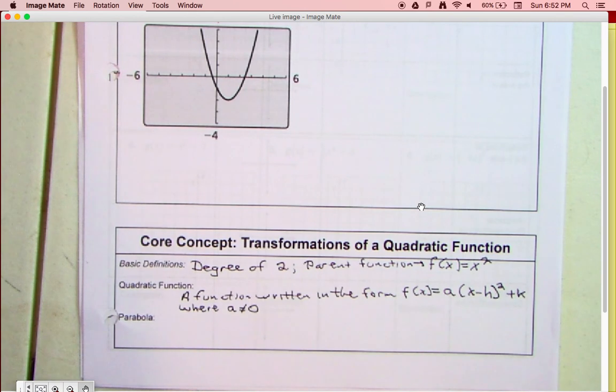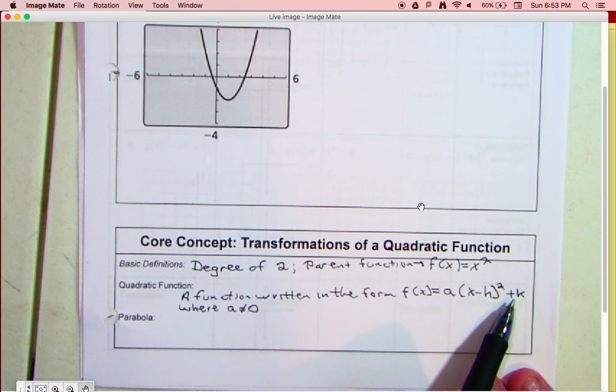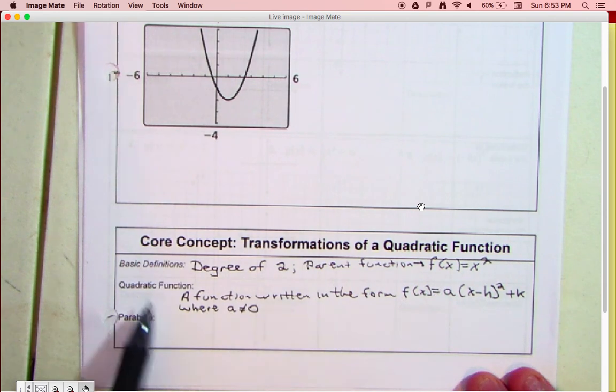Now, you've sort of seen this before. Think about this in terms of transformations. This inside here, this h, if it's positive, it shifts to the left. If it's negative, it shifts to the right. This k, if it's a plus k, it goes up. If it's a minus k, it goes down. And this right here is our vertical stretch or shrink. So that's our first basic definition.